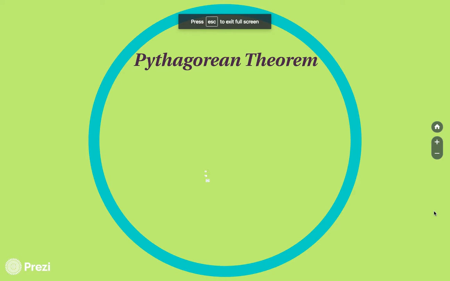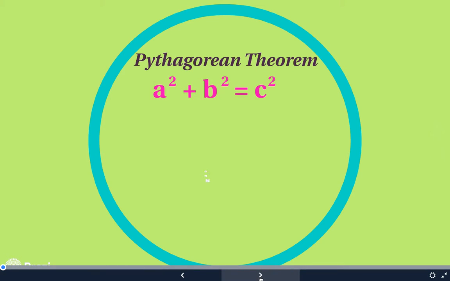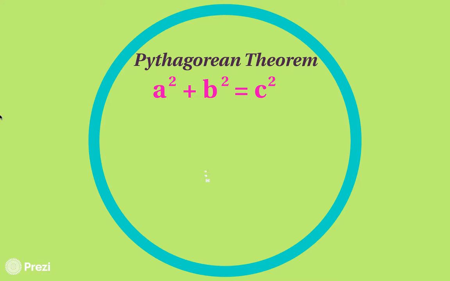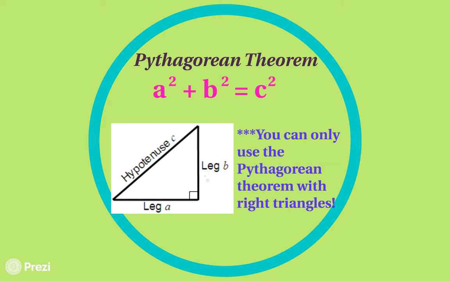We are now moving on to the Pythagorean theorem, which is a very popular theorem and is used with a special kind of triangle. So, the Pythagorean theorem, let's go over this. The Pythagorean theorem is a squared plus b squared equals c squared, which you probably already knew. You probably learned this in a previous math class, but it does not hurt to go over it again. And this Pythagorean theorem can only be used with a right triangle.